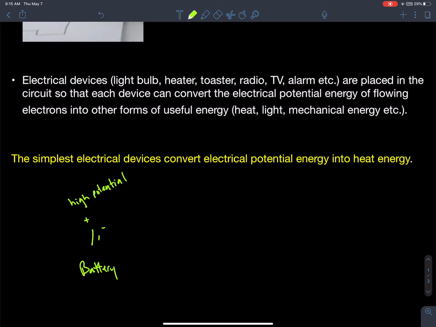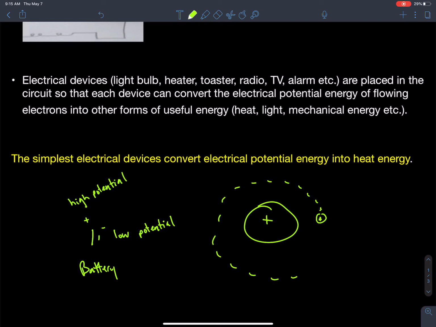Okay, and we call the negative side low potential. So what does that mean? That means, if you remember in a previous video, if I had a positive charge and I placed a small positive test charge close by, we would say that's high potential energy.